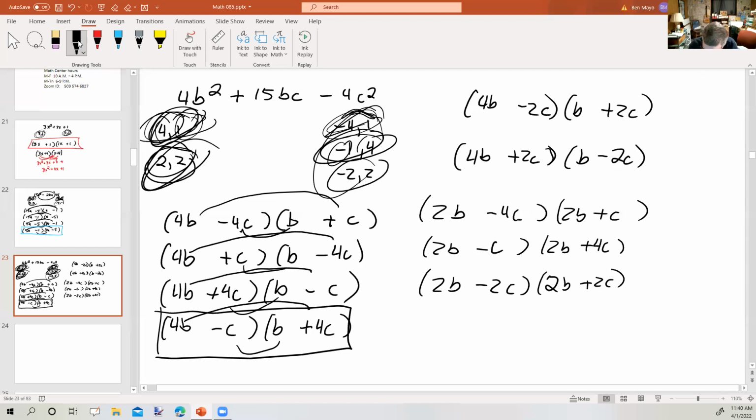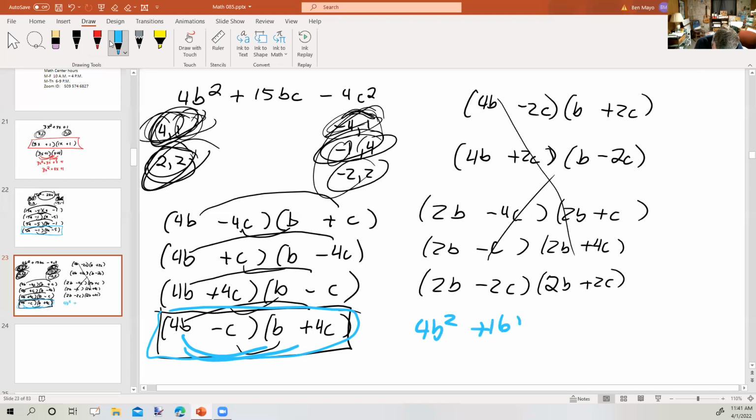Now, I didn't do this because I wanted to show you all the different possibilities. But what I could have done is I could have checked each one as I wrote it, and then I wouldn't have had to do all of these because I would have discovered that this one was the correct answer. Let's check our work on that. That's 4b squared plus 16bc minus 1bc minus 4c squared, 4b squared plus 15bc minus 4c squared, and it checks. So there's our answer.